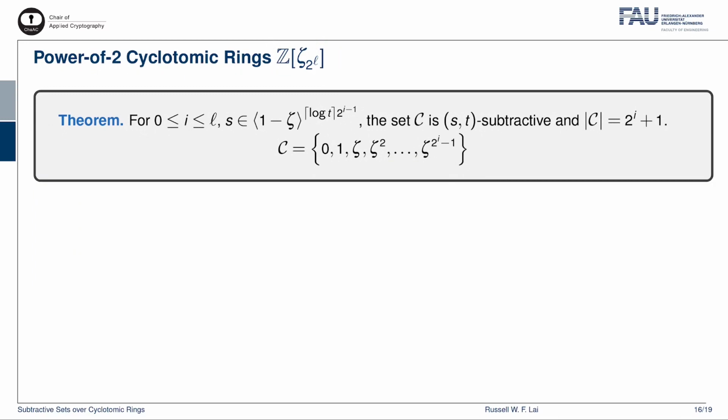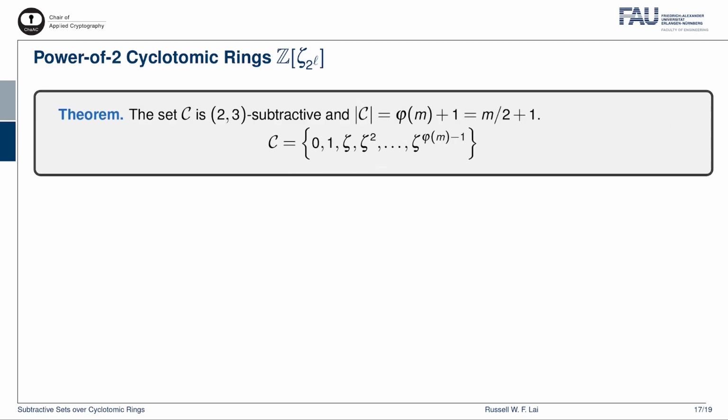Next, we move to the setting of power of 2 cyclotomic rings, where I would like to show you the following theorem. But since there are too many variables to worry about, let us consider the following special case, which says that the following set C is 2-3 subtractive, and the set C consists of the elements 0, 1, theta, theta square, up to theta to the power Euler phi of m minus 1, where since m is a power of 2, Euler phi of m is simply m over 2.